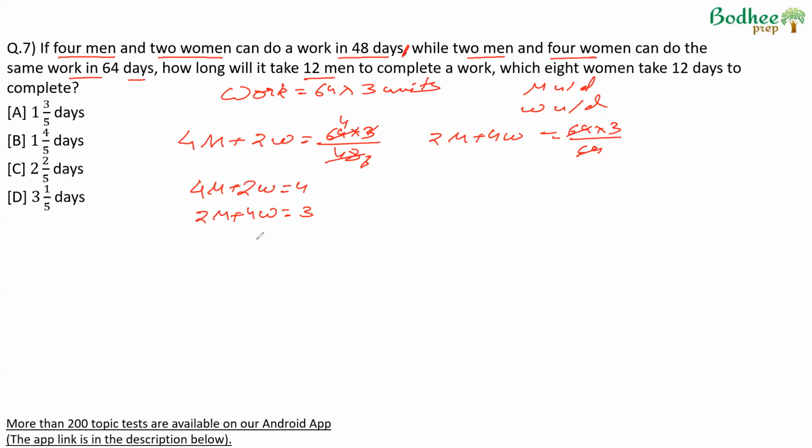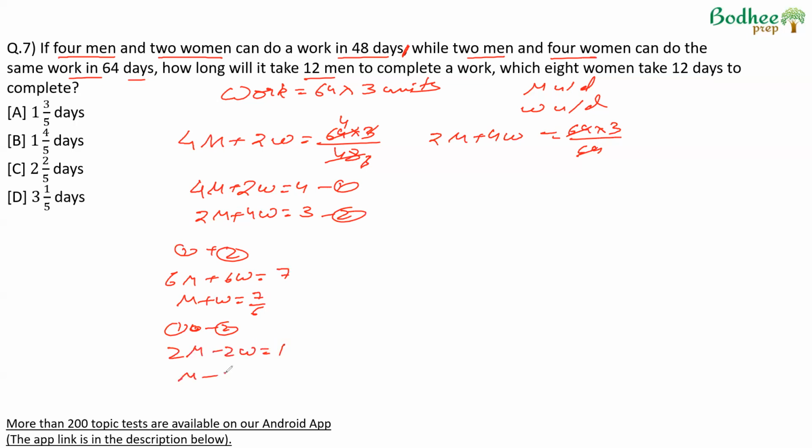So from here we can say that if we add the two equations, because the coefficients are interchanged, 1 plus 2 gives us 6m plus 6w is equal to 7. So m plus w is equal to 7 by 6, and 1 minus 2 equation will give us 2m minus 2w is equal to 1. So m minus w is equal to 1 by 2, which can be written as 3 by 6.